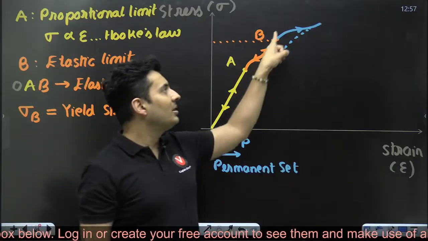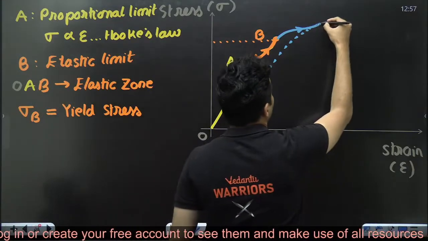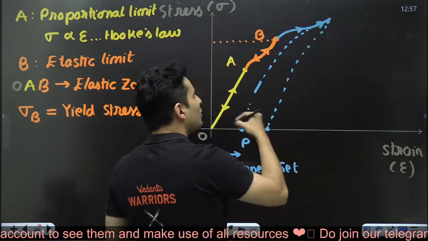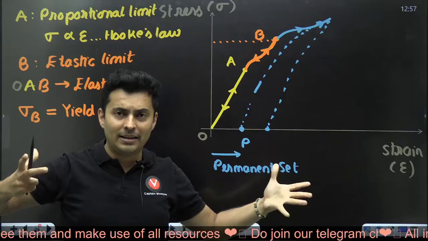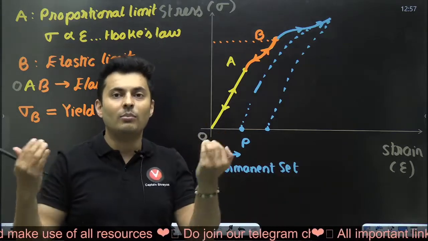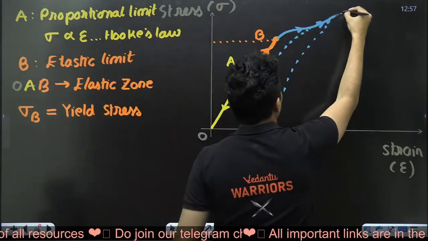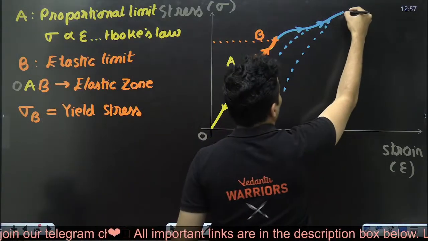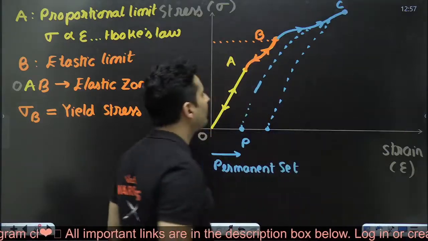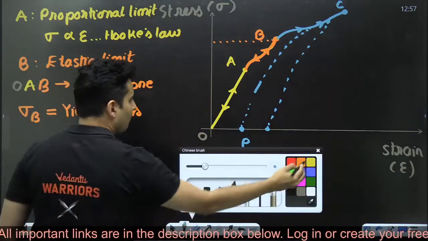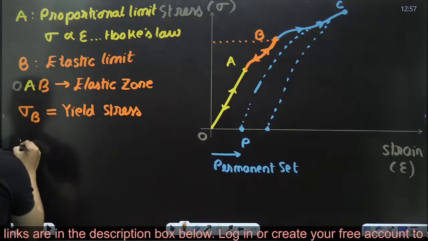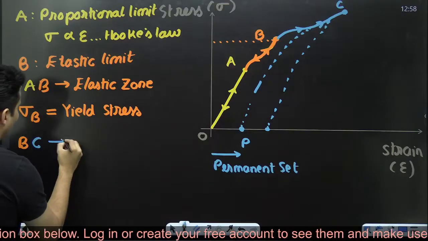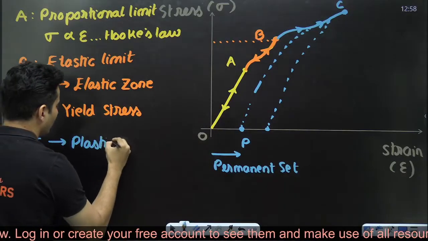Is that clear? This happens here. You can increase the stress further and you can release it. You will see it will get set at some other location. So the more you bend, the more you deform and release it, it will be deformed even more. So that is the reason why this zone is also called the plastic zone, and this plastic zone continues till a point C. So from B to C is called the plastic zone.